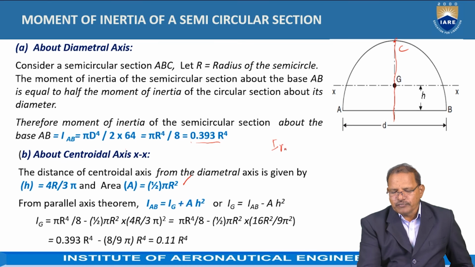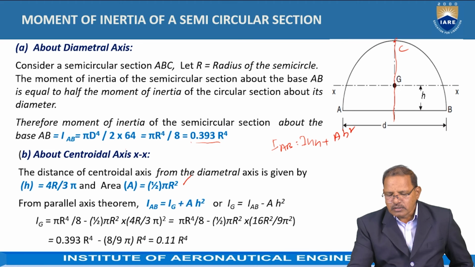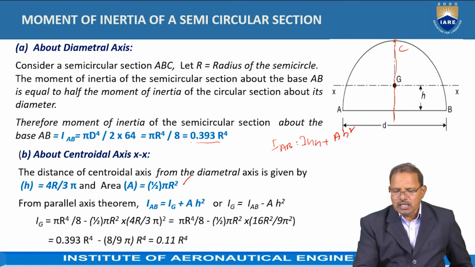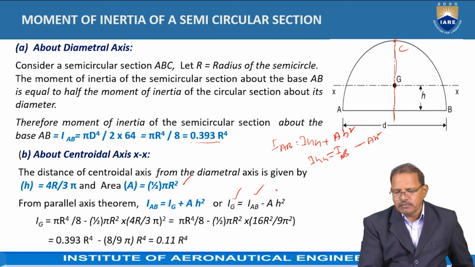By using the equation, IAB is equal to IGG plus A h square, where IGG represents the moment of inertia of the section about its central axis, and IAB represents the moment of inertia about the diametrical axis. Hence, IGG is equal to IAB minus A h square.